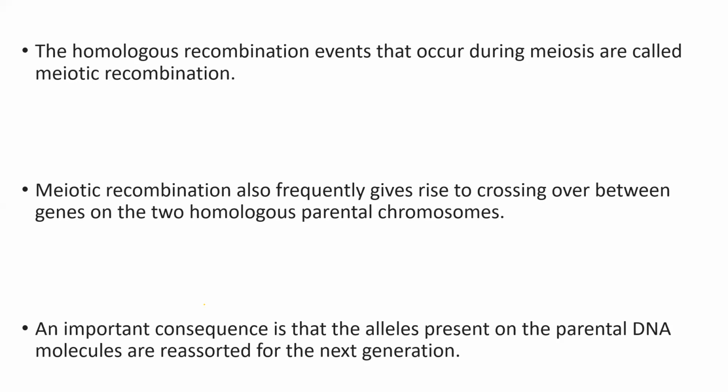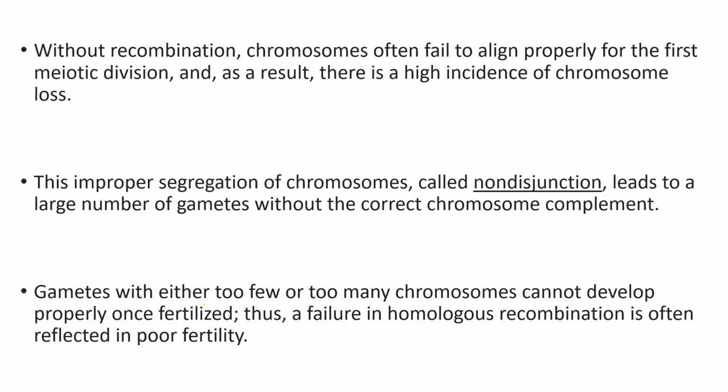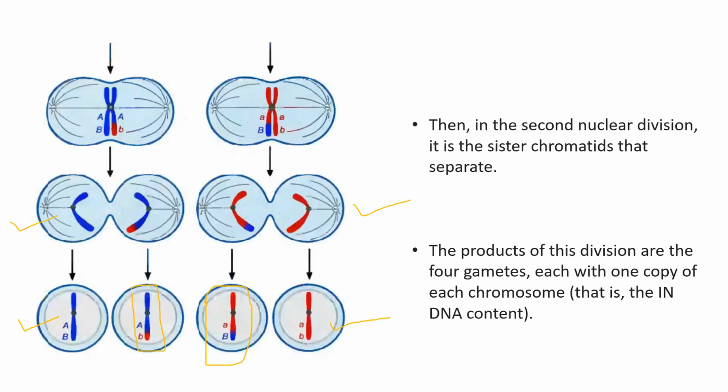An important consequence is that the alleles present on the parental DNA molecules are reassorted for the next generation. Like you have seen how a small b allele has come with capital A and the capital B has gone with small a.